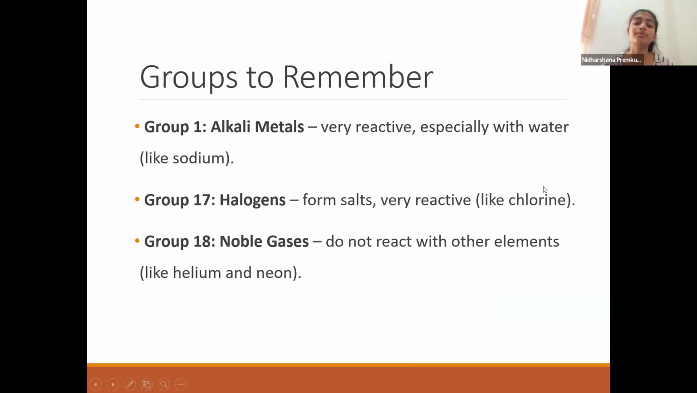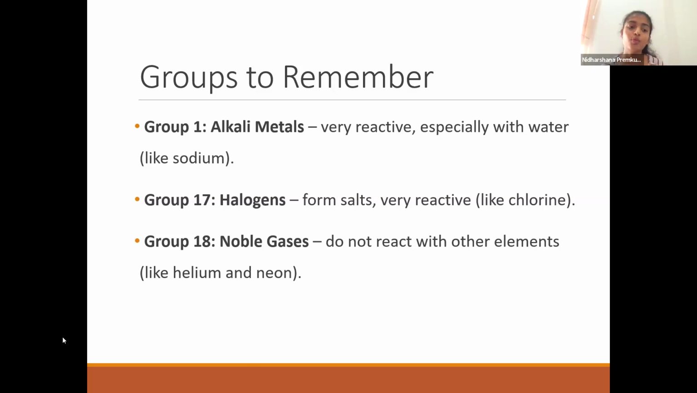Then, groups to remember. Each of these groups you saw in the periodic table has certain names, their own features, their own properties. But for your level, you can remember these three groups. Group number 1 is called the alkali metals. They are very reactive, as we saw earlier, especially with water. So sodium is one of the elements you find in group 1, falling under alkali metals. It's very, very reactive with water.